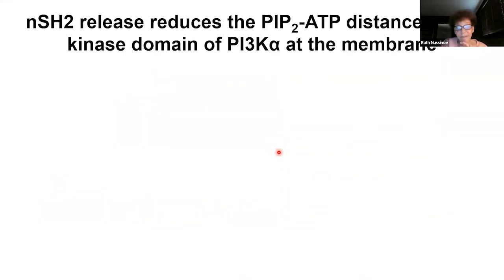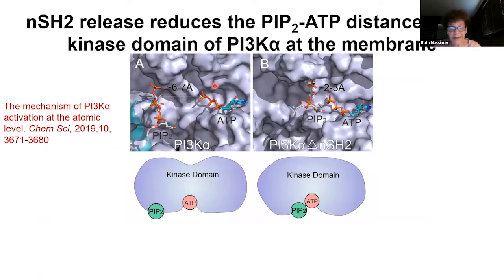So the conclusion is that the NSH2 release reduces the PIP2 distance to the ATP in the kinase domain at the membrane surface. And here we now look. This is what we started with, this question of the distance, which was much too large. Now in the simulations, we obtain a distance of 2 to 3 angstroms, which we obtain upon the NSH2 release.